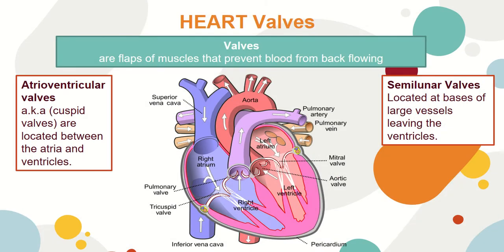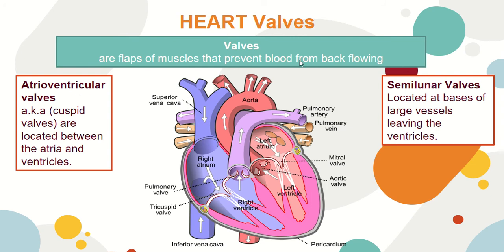Next, we have what we call the valves. When we say valves in the heart, they are flaps of muscles that prevent blood from backflowing. Okay? So, there is that. We have two types of valves. We have atrioventricular valves, and also we have semilunar valves.